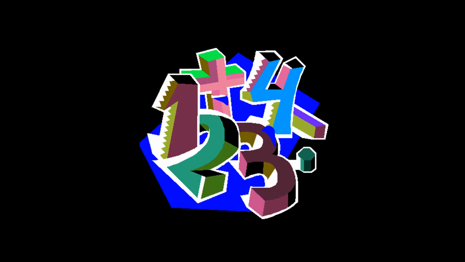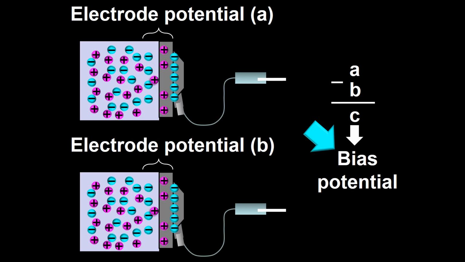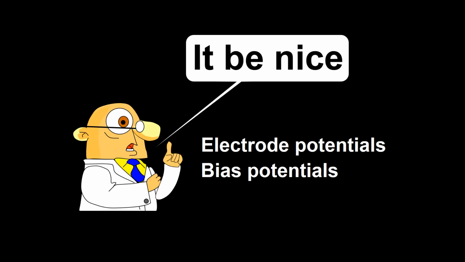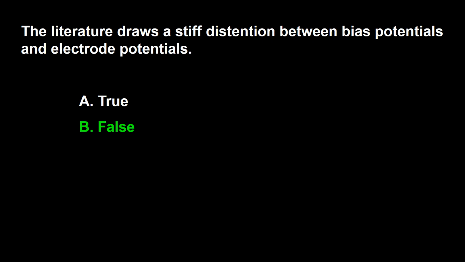Viewed in mathematical terms, bias potential can be thought of as the subtraction of the voltage of the electrode potentials, here represented as A and B. The execution of this operation is represented here as C. C is the bias potential for this pair of electrodes. So, as I said, it would be nice if the terms electrode potentials and bias potentials were consistently used in the literature, but the reality is that they are not. So the answer to this question is false.